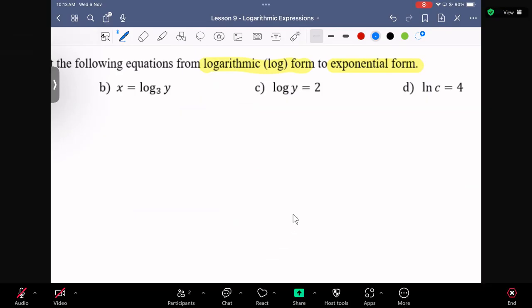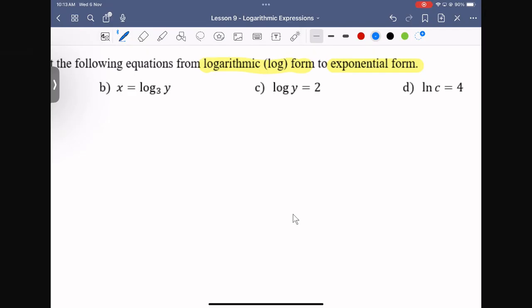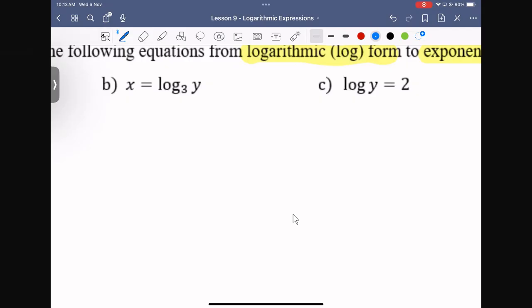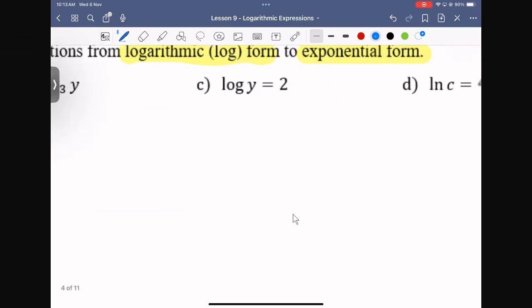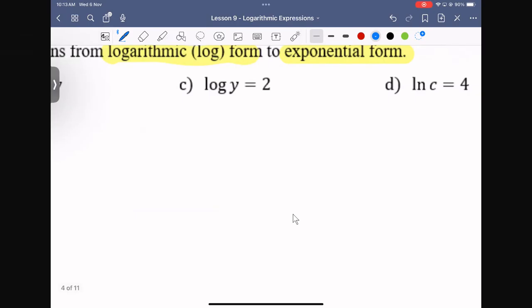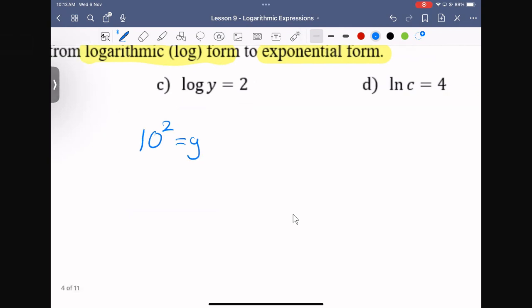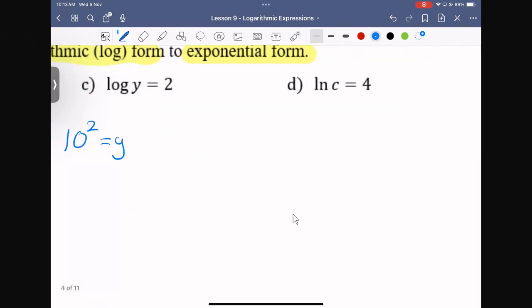Let's have a look then. So if we want to convert this one into exponential form, what's the base? 3. So it's 3 to the power of x is equal to y. Who can do c for me? Zinedine? It would be 10 squared equals y. And d? Jude? e to the power of 4 equals c.